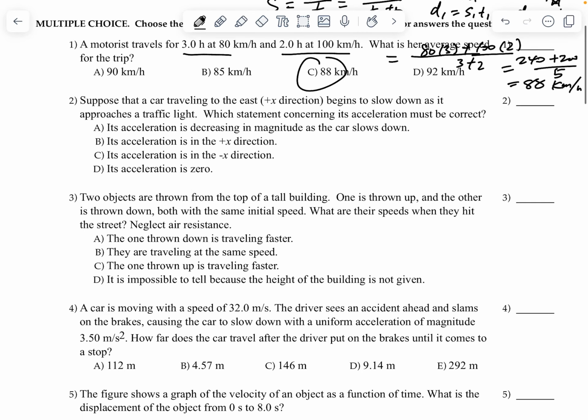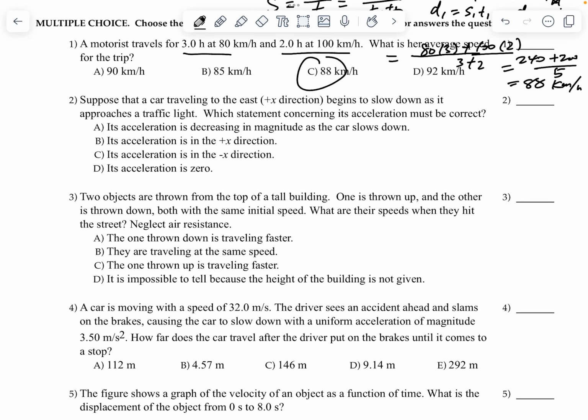So it's C. Second: suppose that a car traveling to the east, positive x-axis, begins to slow down as it approaches the traffic light. Which statement concerning its acceleration must be correct? So this car travels in the positive x-axis, and you meet a traffic light, so you have to slow down. Slowing down means you have acceleration in the opposite direction. That's why you slow down.